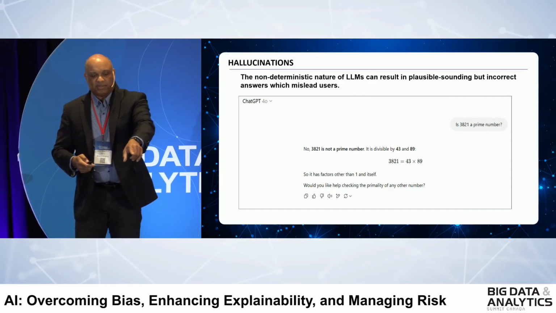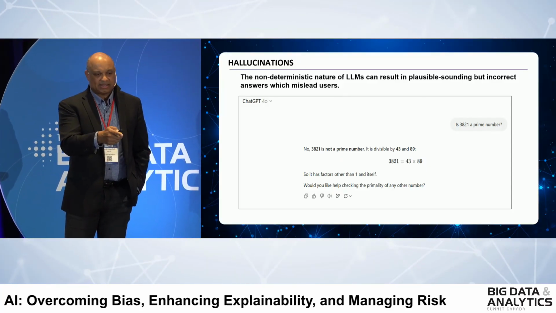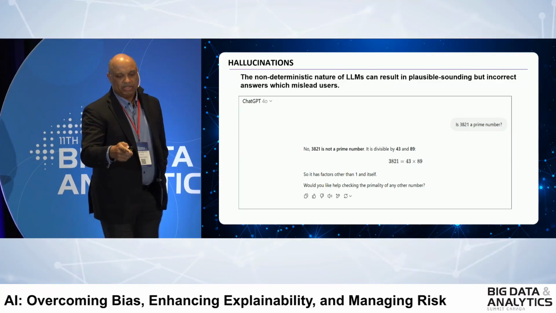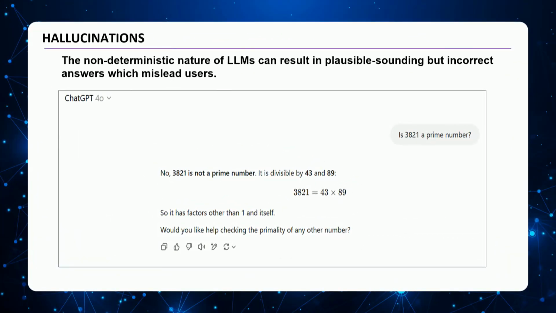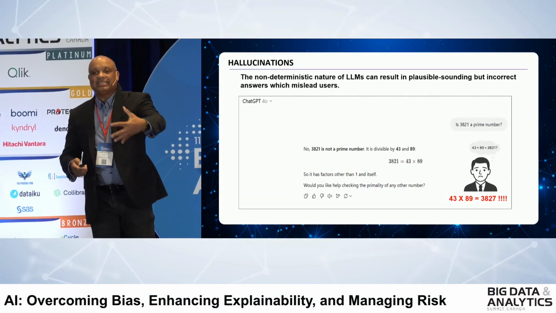So here's an example of something that I've actually done myself. I asked ChatGPT, is 3821 a prime number? And it says, no, 3821 is not a prime number. It is divisible by 43 and 89. But if you multiply 43 and 89, you actually get 3,827. So ChatGPT is predicting the next token.